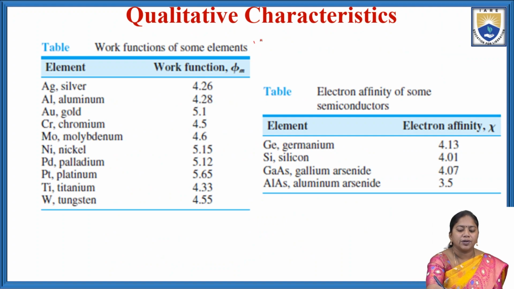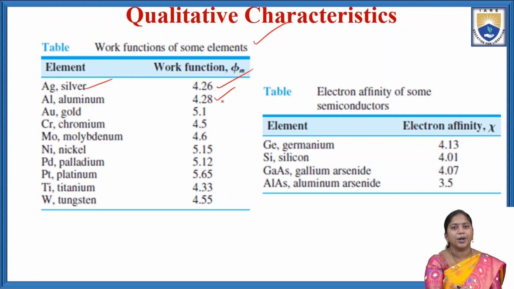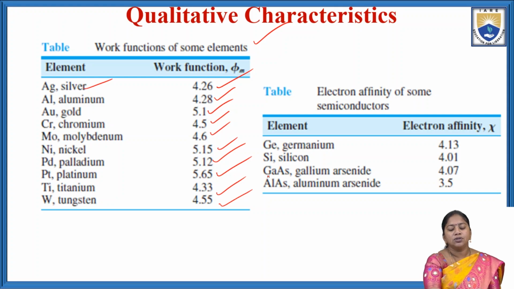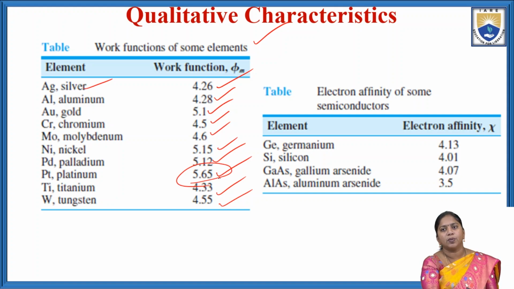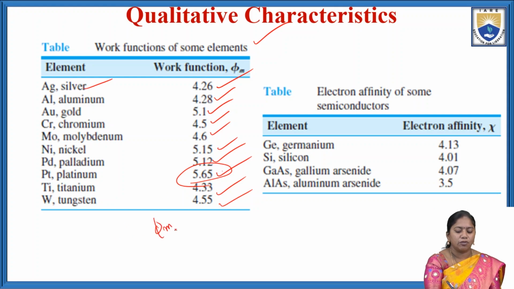Here the metal work functions for the different elements are shown in this figure. For silver we have 4.26. For aluminum the metal work function is 4.28. Gold is 5.1. Chromium 4.5, molybdenum 4.6, nickel 5.15, palladium 5.1, platinum 5.65, titanium 4.33, tungsten 4.55. From this we observe that platinum has the highest metal work function, 5.65, compared to all the metals.